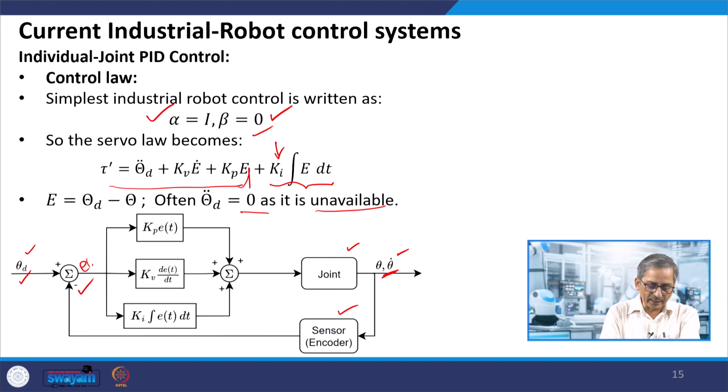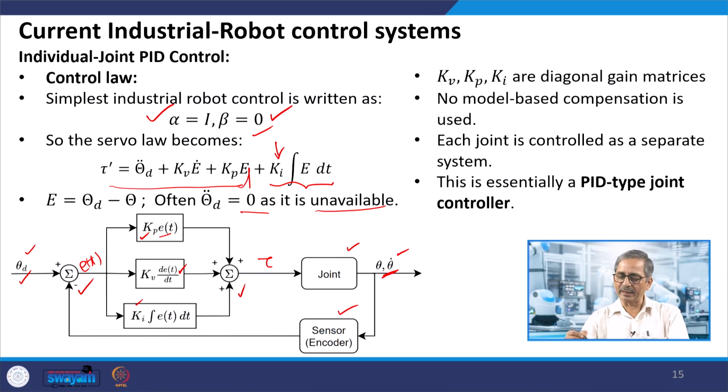Here you calculate the error, right? So multiply that error with a gain. So you have the Kp times the error, here Kv and the derivative of the error, right? And here Ki and the integral of the error. So all these are summed up, and you get the joint torque over here. So this is how it is implemented in industrial robots.